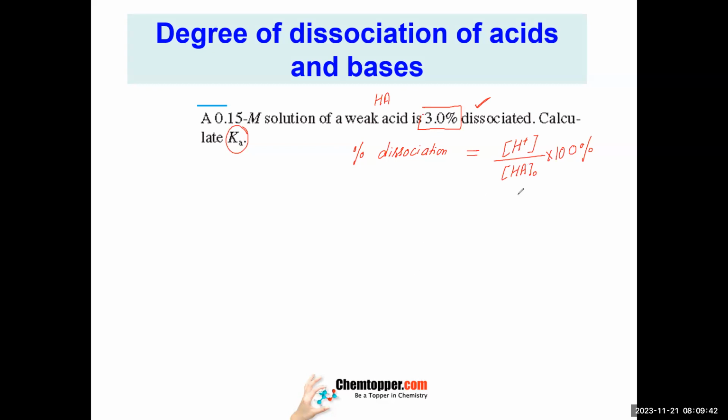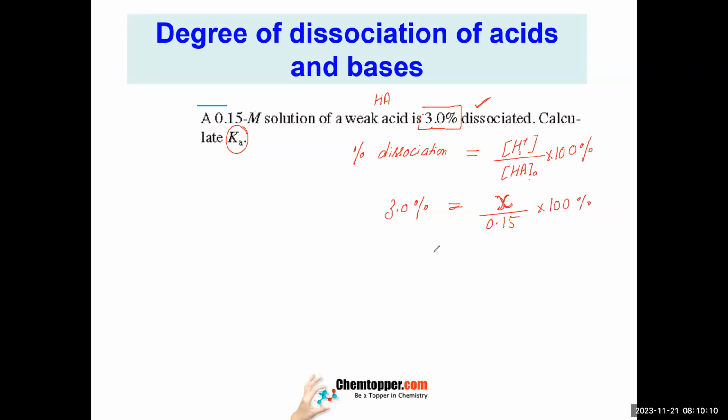Now, you have to just plug in the values. Do you know percent dissociation? Yes, 3.0%. Do you know concentration of H plus? No. We are going to assume it as X. You remember X from the rice table? Do you know HA naught? Yes. 0.15. Please be ready with your calculator. Times 100%.